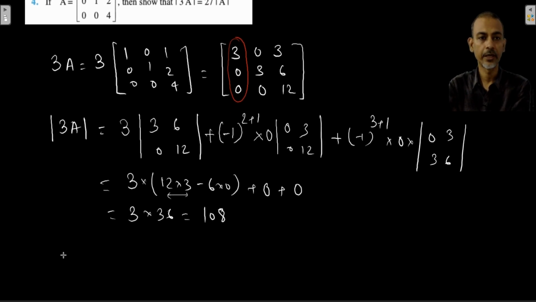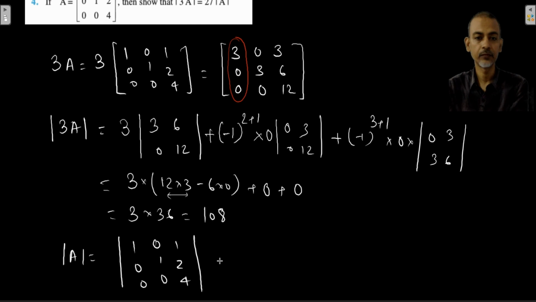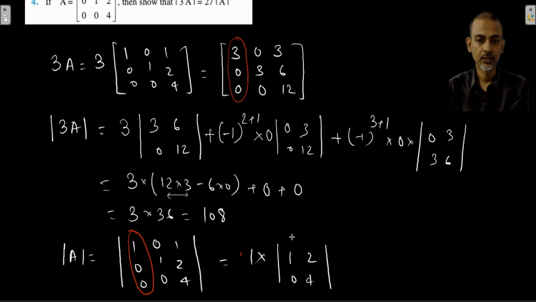Now we have to get the determinant of A first. So the determinant of A would be 1, 0, 0, 0, 1, 0, 1, 2, 4. As we did last time, we will just expand along this column. What we will get over here is 1 into, we will get 1, 2, 0, 4. I hope you know what I was doing to get this determinant.